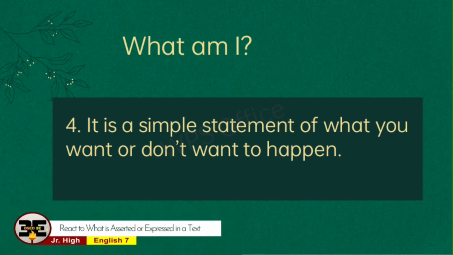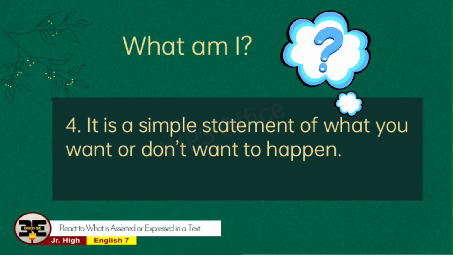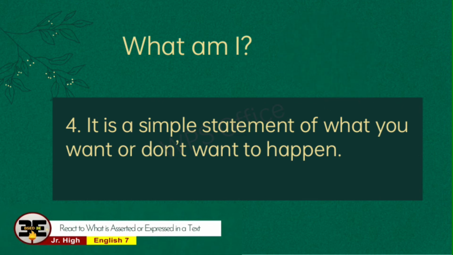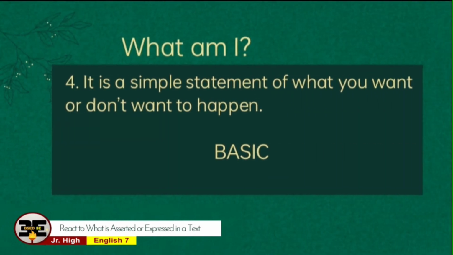Number 4. It is a simple statement of what you want and don't want to happen. What do you think is being described here? Are you ready to show your answer now? That's right. The correct answer is basic assertion.